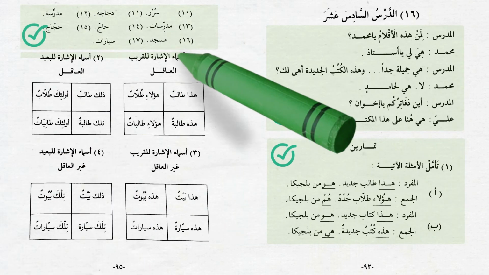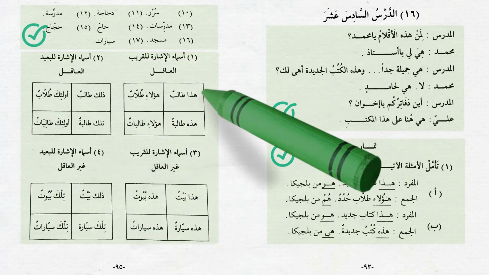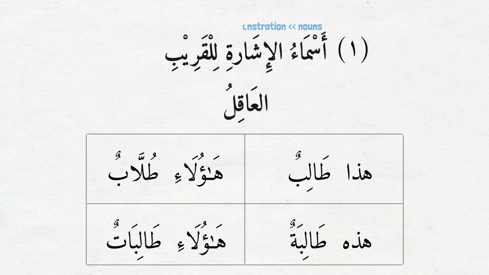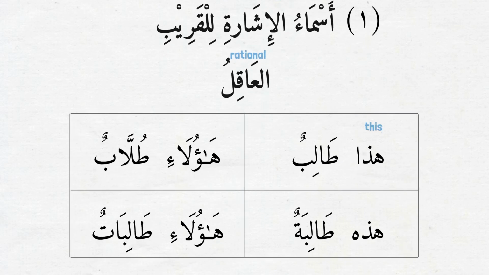Very good, we finished the dialogue. All we have left now are the tables at the end of the lesson on page 95 that summarizes the main rule that we learned in this lesson. The first table is about أسماء الإشارة للقريب, the demonstrative nouns for the near. And it also says العاقل, rational. The examples are هذا طالب, this is a student for مذكر, and هذه طالبة, this is a student for مؤنث.